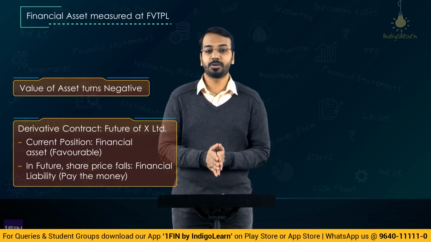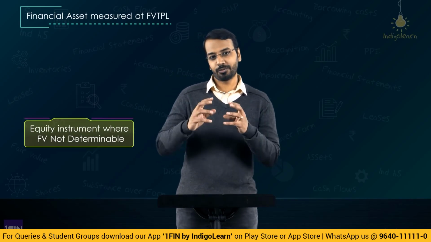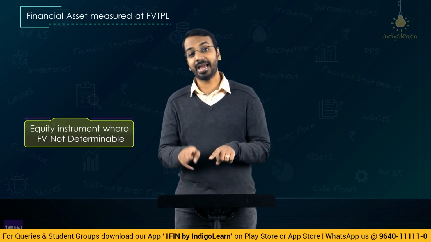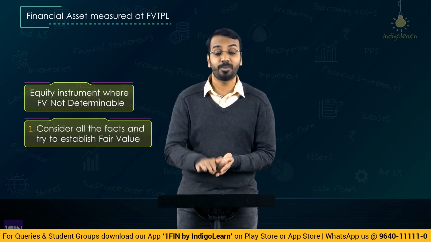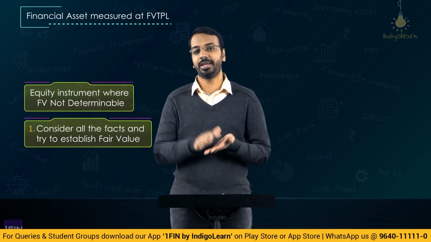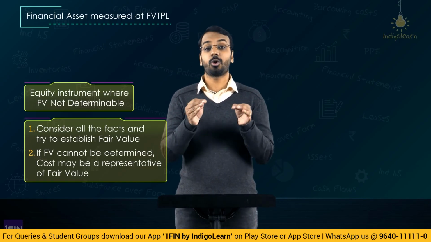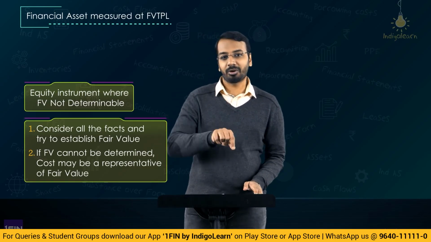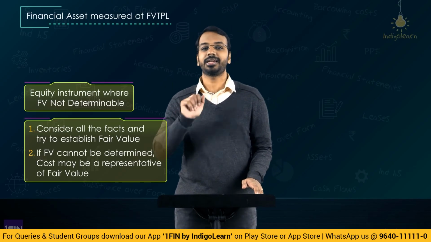Another aspect that the standard talks about is in case of equity instruments where fair value is not determinable. Now, we are talking about measuring financial assets at fair value through P&L, and we are saying that fair value is not determinable. In that case, what should we do? The standard says you have to consider all the circumstances, all the facts, and still try to establish the fair value. Now, sir, we are not able to determine at all. Then cost may be a representative of the fair value, but cost should not be the first choice. You cannot say that because I have invested in a particular company at some cost, that itself is the fair value. That is not the correct argument, right?